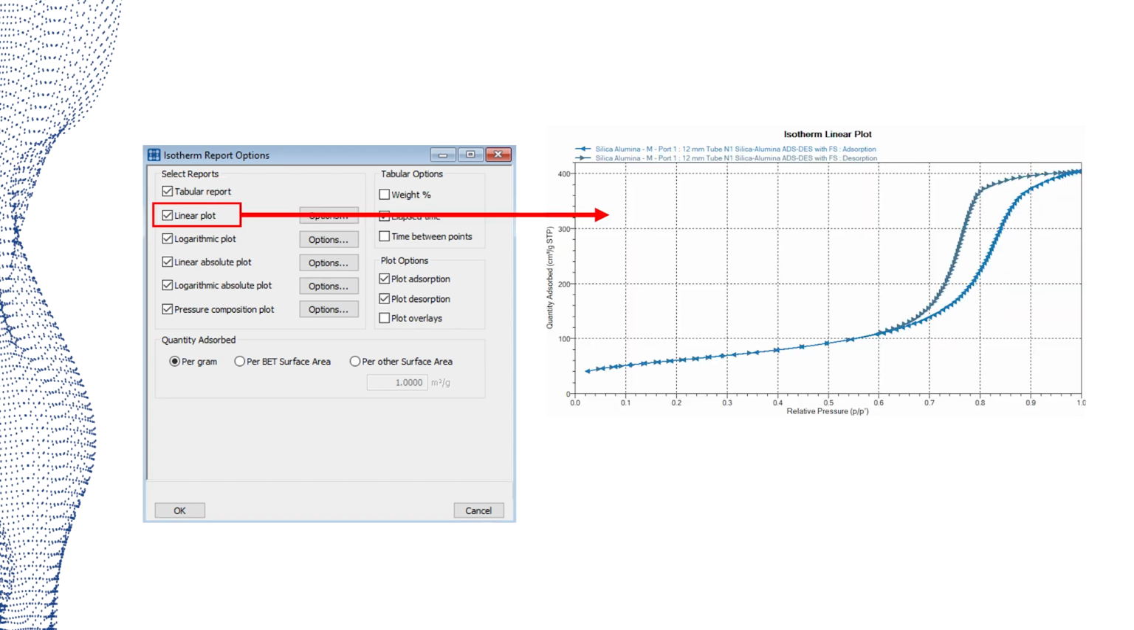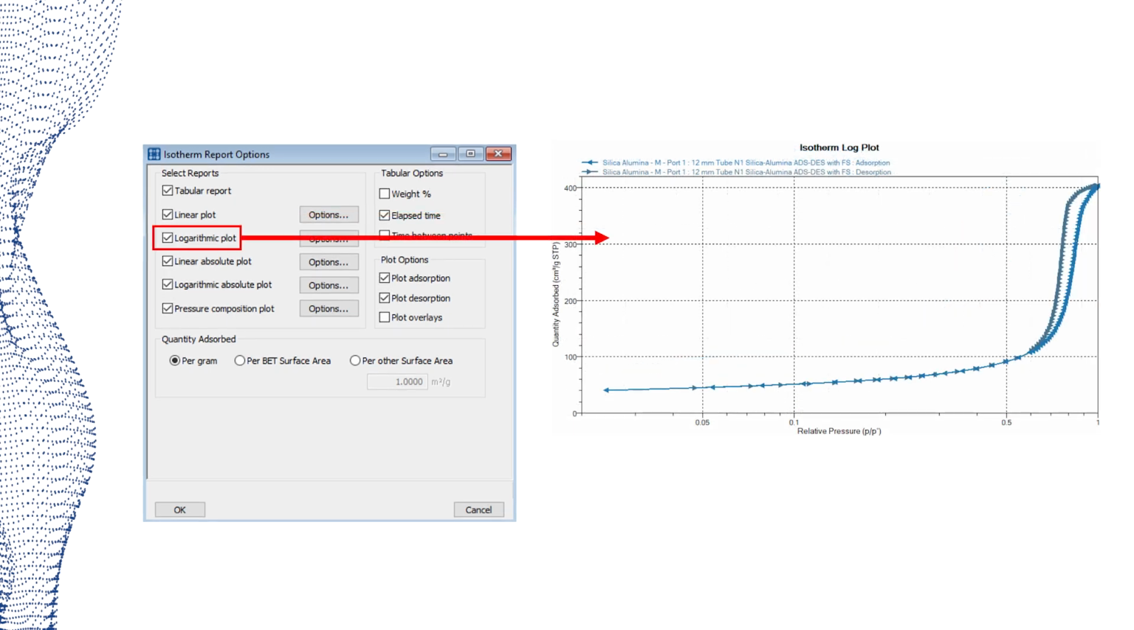The linear plot shows quantity adsorbed versus relative pressure as P/P0. The logarithmic plot shows the same data, quantity adsorbed versus relative pressure, but on a logarithmic scale for the x-axis. This can be especially beneficial when you're most interested in those very low pressure points, and being able to distinguish them is much easier on the logarithmic plot compared to the linear plot.